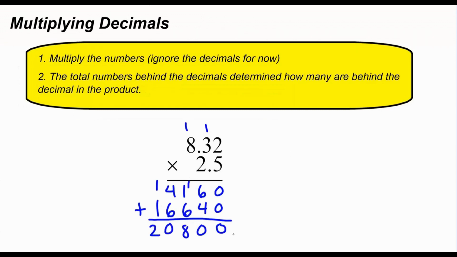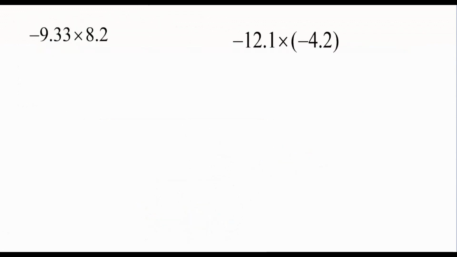And now where does the decimal go in my product? Well, in the problem, there are 1, 2, 3 numbers behind the decimal point total. So I count 1, 2, 3 numbers. That's how many numbers will be behind the decimal in the product. So my answer is 20.800, or just 20.8. So there's a quick refresher on multiplying decimal values. Now, what if we have positives and negatives together? We're going to multiply them just like we multiply decimals, and we're going to apply the rules of multiplication that we learned with integers.